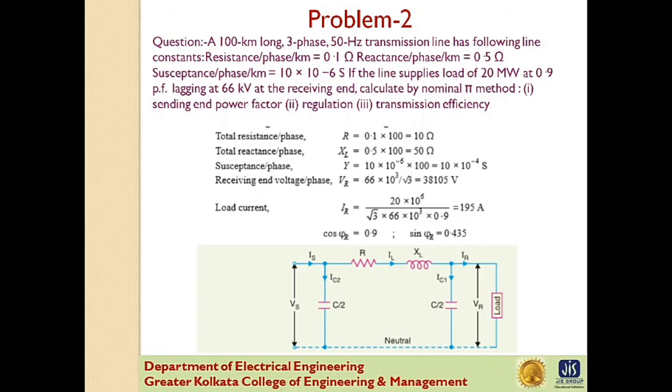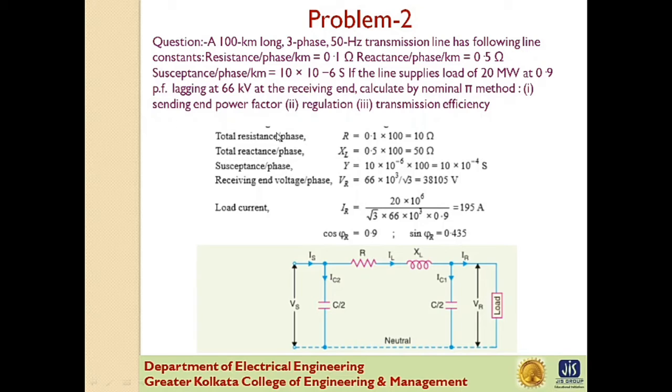Next problem: a 100 kilometer long 3-phase 50 Hz transmission line has the following line constants. Resistance per phase per kilometer is 0.1 ohm, reactance per phase per kilometer is 0.5 ohm, susceptance per phase per kilometer is 10 into 10 to the power minus 6 Siemens. If the line supplies the load of 20 megawatt at 0.9 power factor lagging at 66 kV at the receiving end, calculate by nominal pi method the sending end power factor, regulation and transmission efficiency.